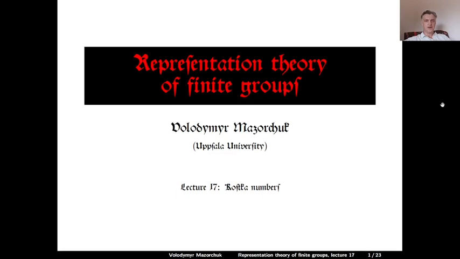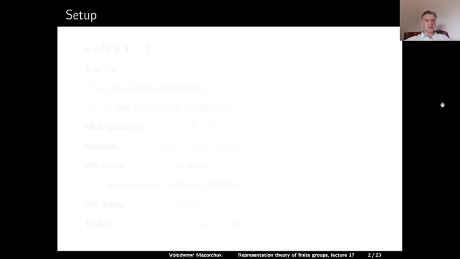Representation Theory of Finite Groups, Lecture 17, Kostka Numbers. Let us start with our setup. Let n be a positive integer, and lambda and mu two partitions of n.